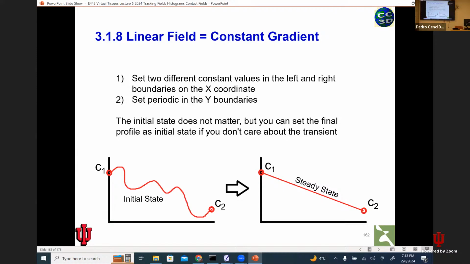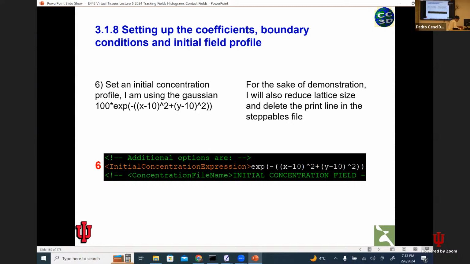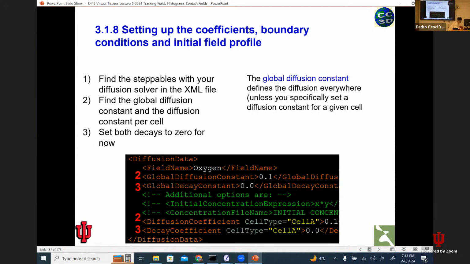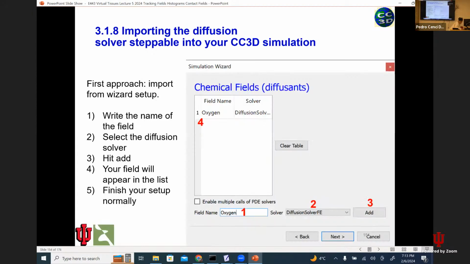Which one did he say that we should use? Is it fast diffusion solver? I thought it's diffusion solver and flexible? You can just go back on his. Diffusion solver.